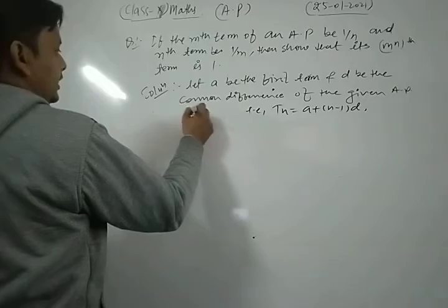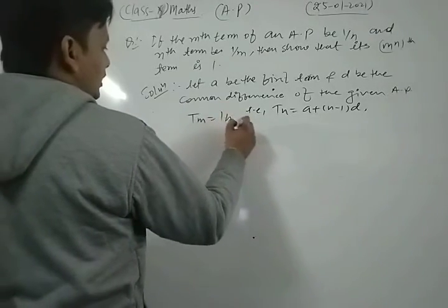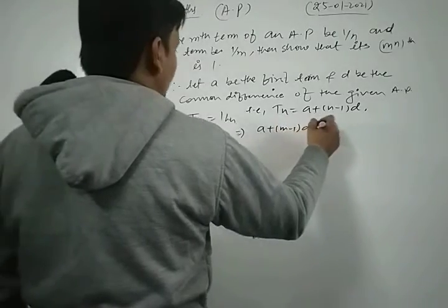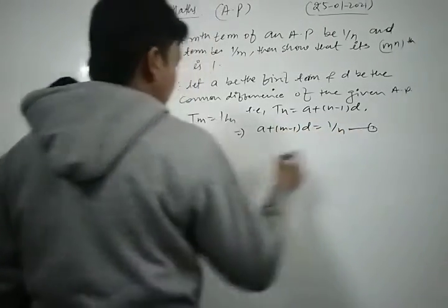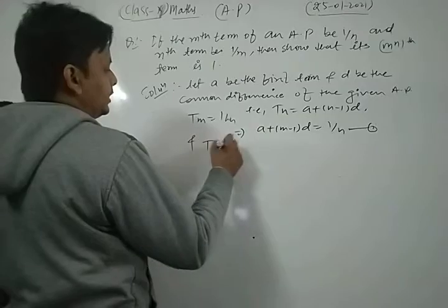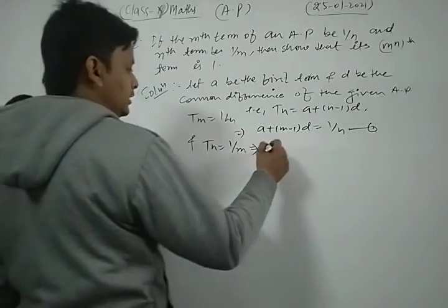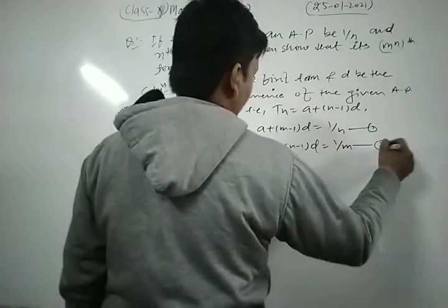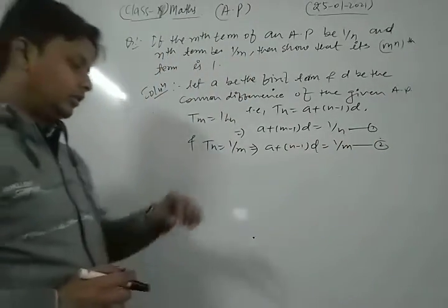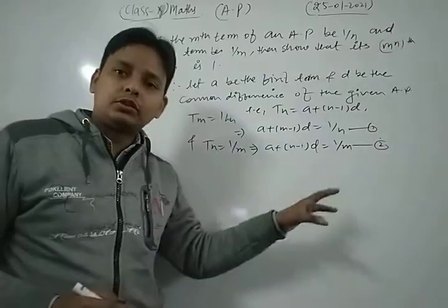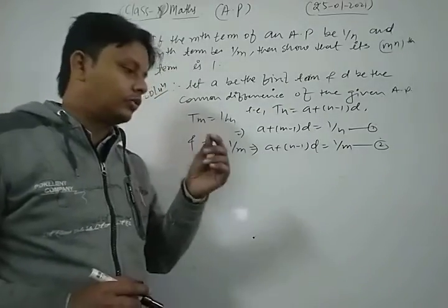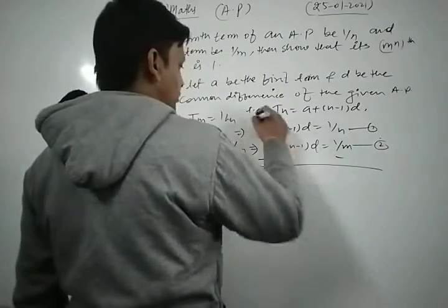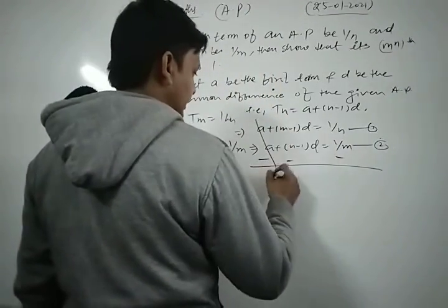Now according to the question, the mth term is 1 upon n. That is, we write a plus m minus 1 into d is equal to 1 upon n. This is equation 1. And the nth term is 1 upon m. That is, a plus n minus 1 into d is equal to 1 upon m. Now first of all, we solve equations 1 and 2 and hence we find the values of a and d.